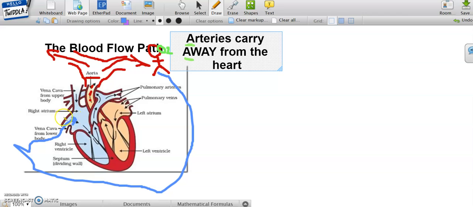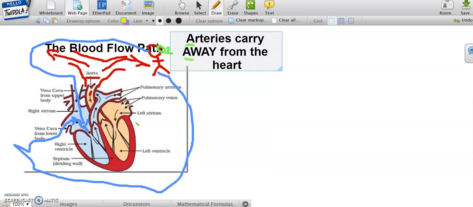No oxygen here. Now there's two of these. One is the inferior, the other is the superior. The inferior just comes from the lower body, and the superior comes from the upper body. So that's going to come in through there. Undo that. It's going to come in through here. Sorry about that. That's going to join up. Okay, so those are going to combine. And it's going to go through here.